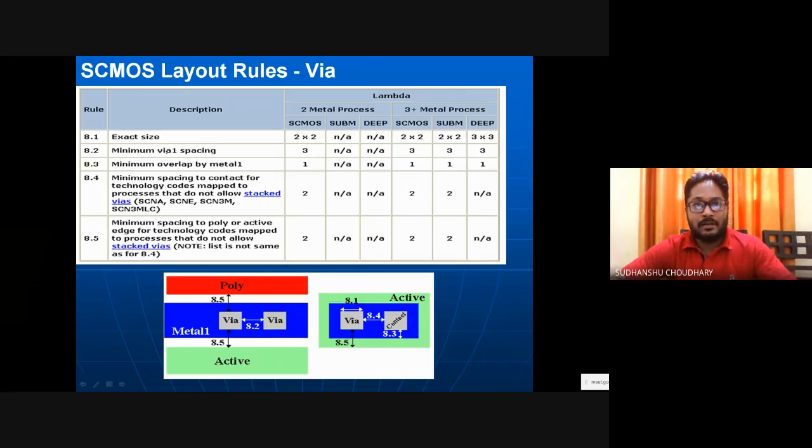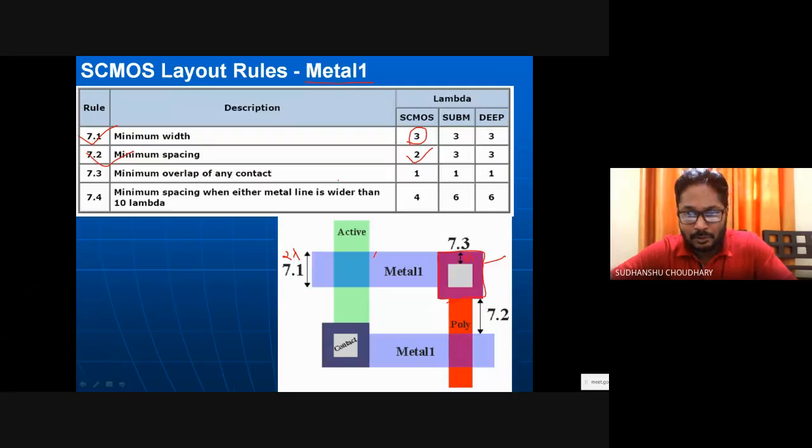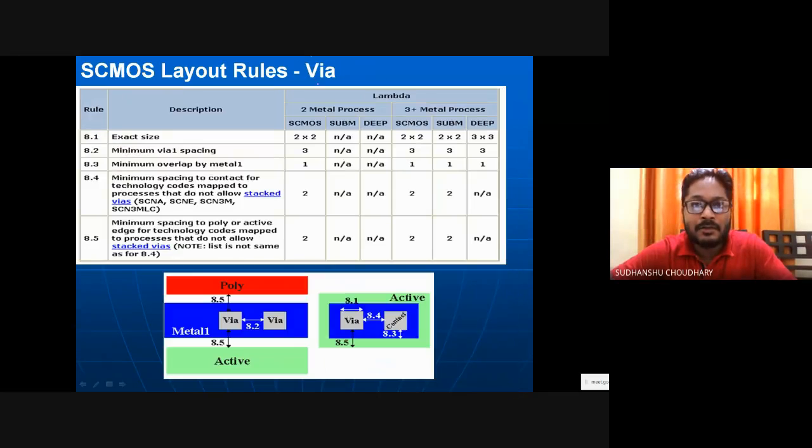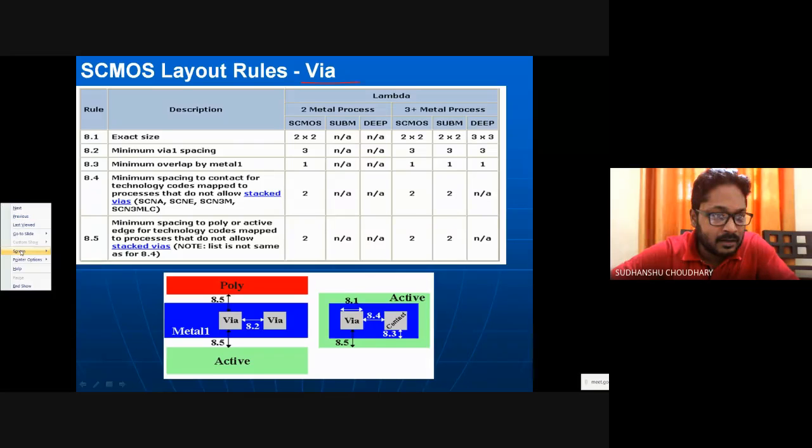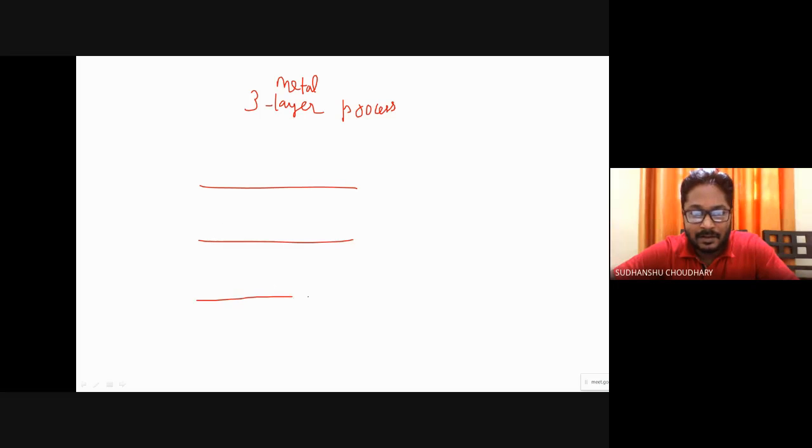Similarly, we talk about vias now, via contacts. So what are they? Let me take again that white screen. Suppose I have, let's say, a 3 metal layer process. Today in the IC design process, you will find that more than 11 metal layers are used. So let's say I have a 3 metal layer process: metal 1, metal 2, and metal 3.